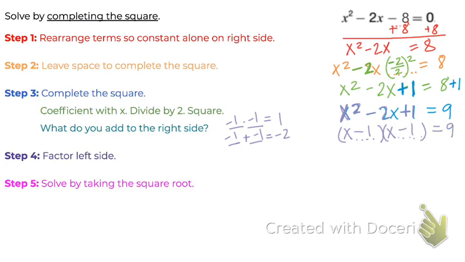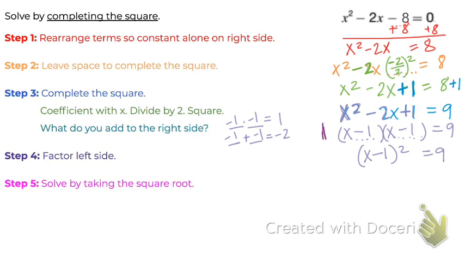Now x minus 1 times x minus 1 is the same as x minus 1 squared. And now we've done it. We've completed the square. Now it is something squared, and we can solve by taking the square root. Before we do that, though, I want to show you a quick shortcut.